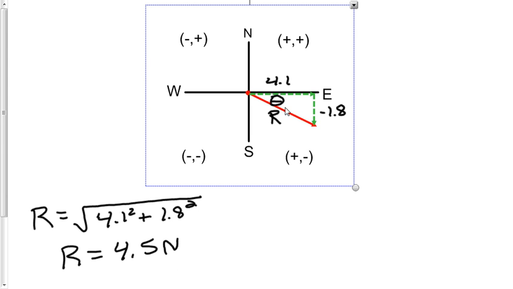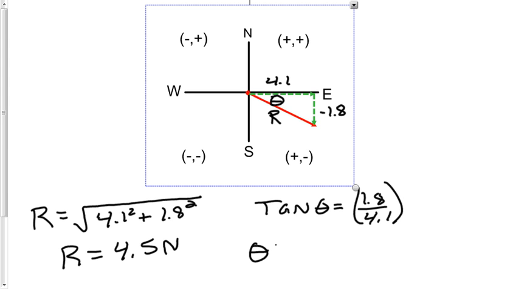Now we need to find the angle theta. One more time, we will use the inverse tangent. We say the tangent of the angle theta is equal to the opposite over adjacent, or the y over x. That would be 1.8 divided by 4.1. We are again finding the angle that this ratio would be true for. The angle theta is going to equal 24 degrees.